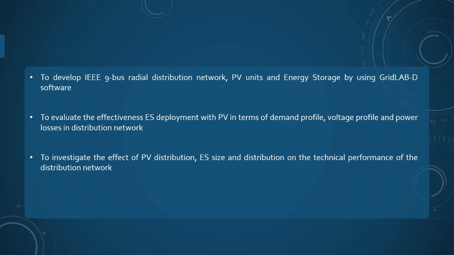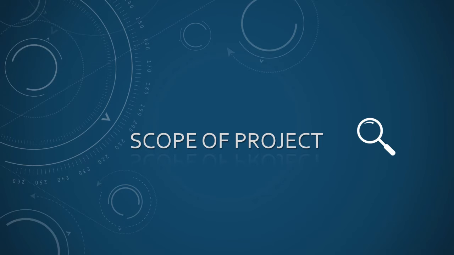Firstly, to develop the IEEE 9-bus radial distribution network with PV units and energy storage by using GridLab-D software. Then, to evaluate the effectiveness of CES deployment with the PV in terms of peak demand, voltage profile, and power losses in the distribution network. And lastly, to investigate the effect of PV distribution, energy storage size, and distribution on the technical performance of the distribution network. From there, we will move into the scope for this project.